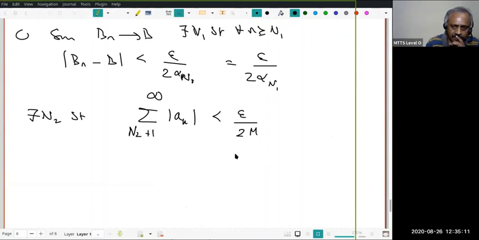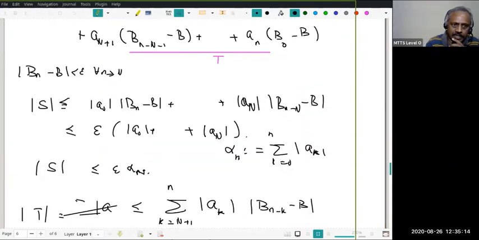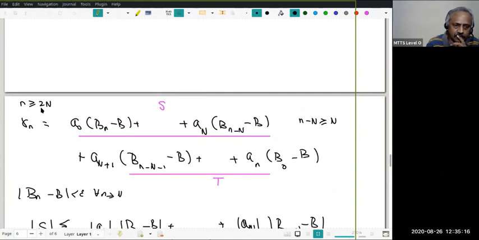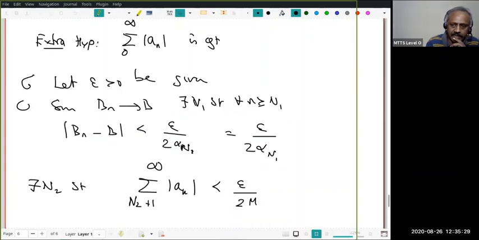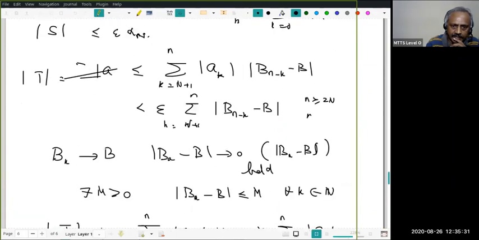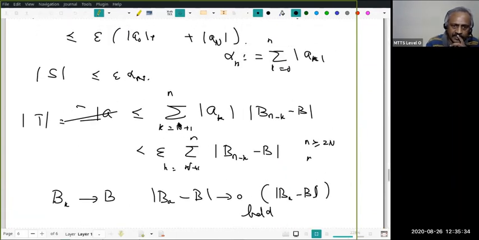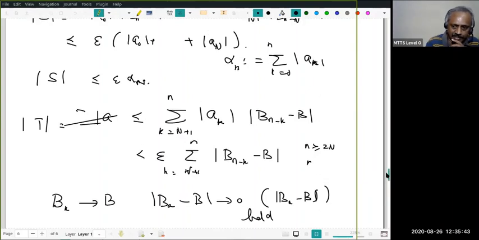You understand? Now what do I want? Let's go back. I wanted n to be greater than or equal to 2n1. After that, I can break this. For the s term to be estimated, I wanted my n to be greater than or equal to 2n1. But for this t term to be estimated, I wanted my n to be greater than or equal to n2. Therefore, you may think I have to take the maximum of n1 and n2. Very good. Take n to be the maximum of n1 and n2.